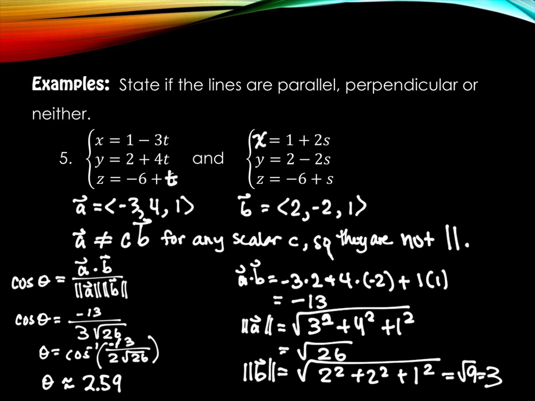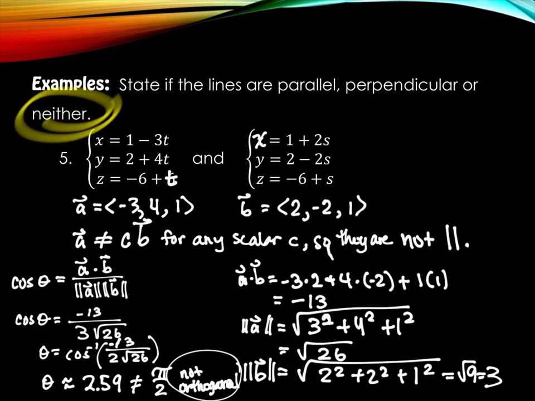2.59 is not equal to pi over 2, which is really the only issue that we were trying to deal with. And so because it's not pi over 2, what does that mean? It is not orthogonal. Now, we still don't know if it intersects or if it's skew, but we weren't asked to find that, right? We were just asked to decide if it's orthogonal, and it's not. So the answer to the actual question asked is that it is neither. All right, any questions on that? Okay.